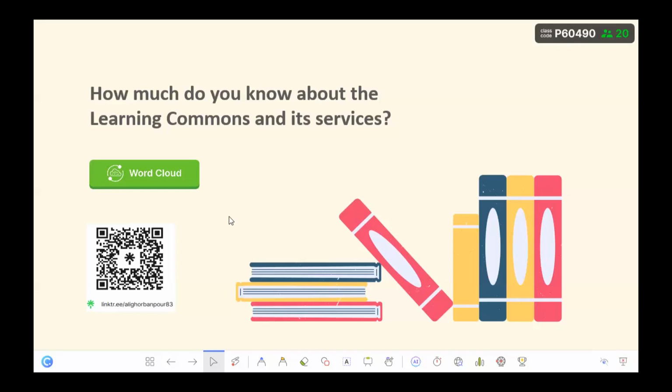Okay, so these links provide good information and resources about the Learning Common and library. So you can use these links as well. Again, that information is available here.